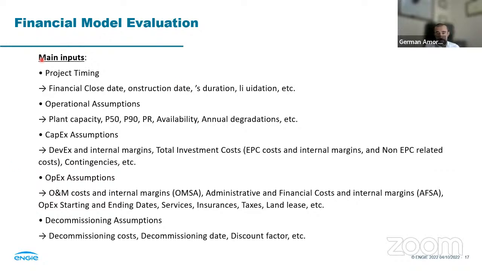Frequently, we use internal tools, Excel files, and normally we have a dedicated group in Engie, Alpha, which is dedicated to analyzing the financial model of PV project planning within the group, and they take into consideration this main input, the timing of the project, the operational assumptions, CapEx, OpEx, etc. And after this evaluation of the financial model, we can start again with this iterative process to optimize the design at the end.